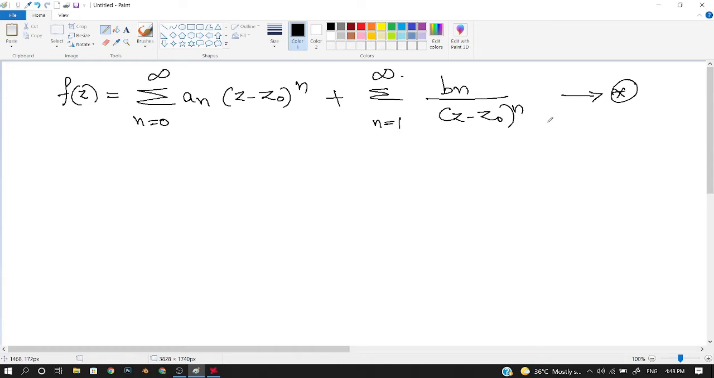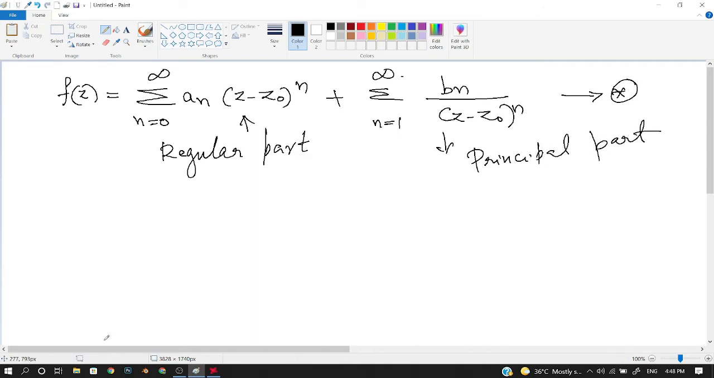The sum of the first series in equation star is analytic at z equal to z naught, and it is called the regular part of f of z in the neighborhood of z naught. So what is the regular part? This one is the regular part of f of z. Now the negative powers of z minus z naught are contained in the sum of the second series, and it is called the principal part.